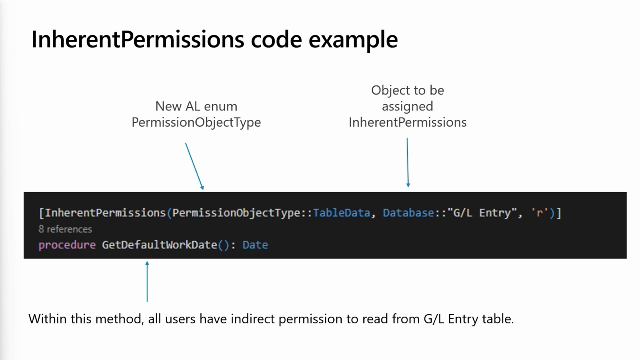As you can see previously, all the users of the system would have to have indirect read permission to GL entry assigned only to be able to get the default work date during the login process. Now with inherent permissions, this permission was removed from the login permission set, and users are granted this indirect permission only for the duration of that specific method.